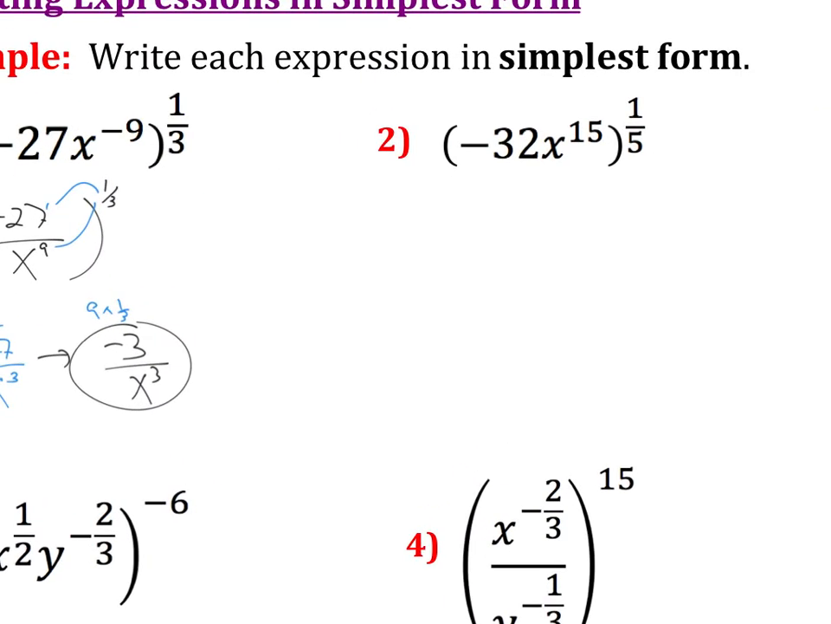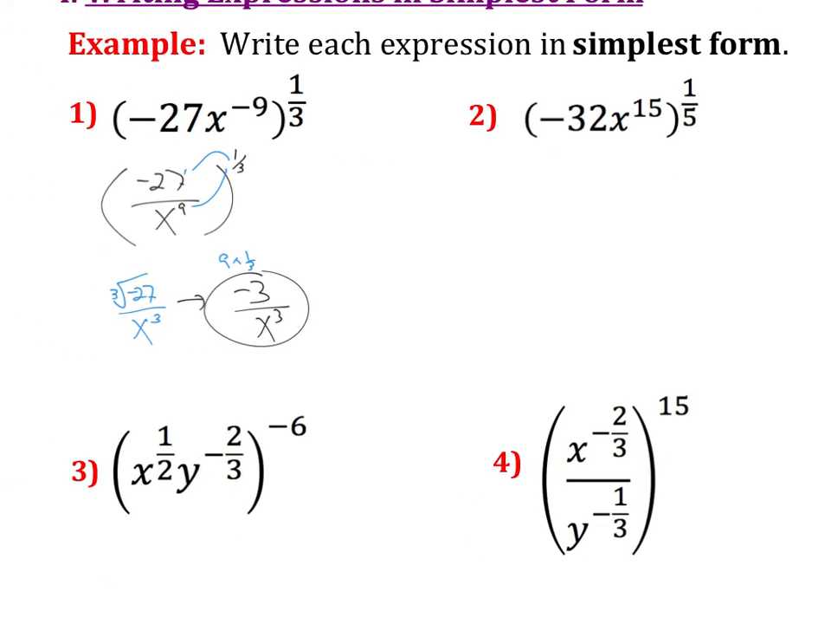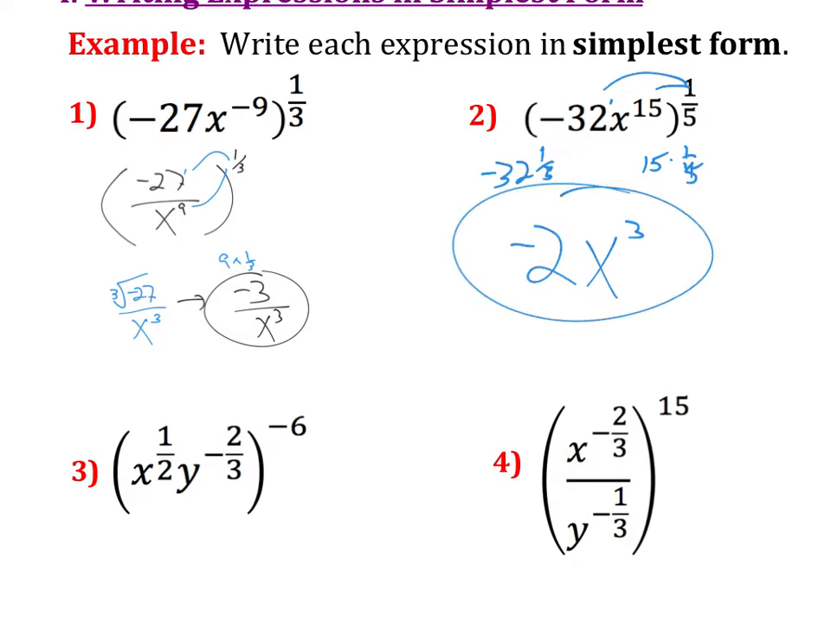Second one, we have negative 32 x to the 15th, all raised to the 1/5 power. So there's nothing inside for me to simplify, so we're going to bring in that 1/5. So I've got negative 32 to the 1/5 power. What number times itself 5 times will be 32? Well, that'd be a negative 2. And then we have x to the power of 15 times 1/5. That's really 15 divided by 5, so that'd be 3. Negative 2x to the power of 3.